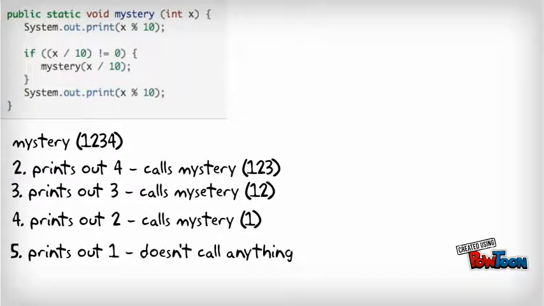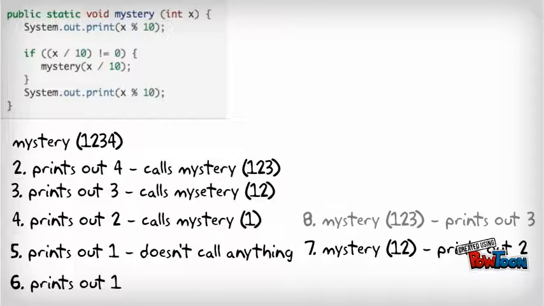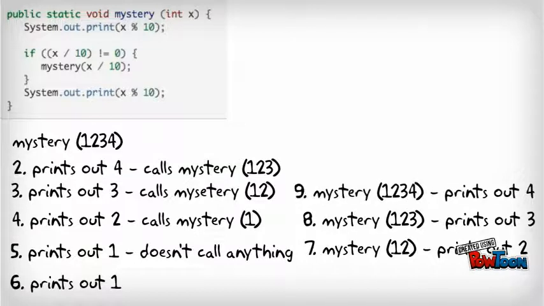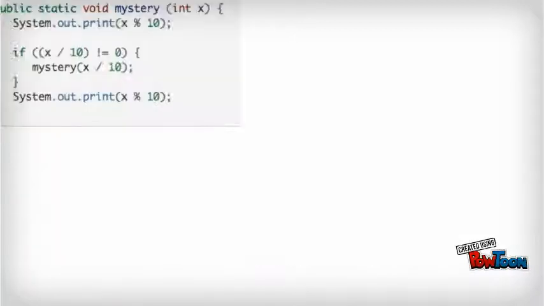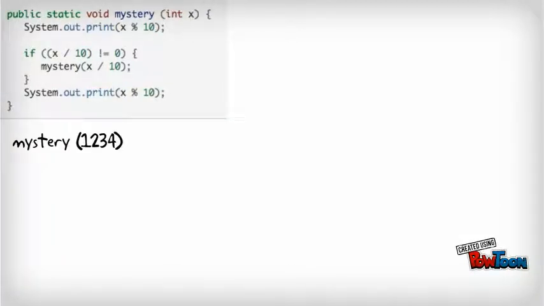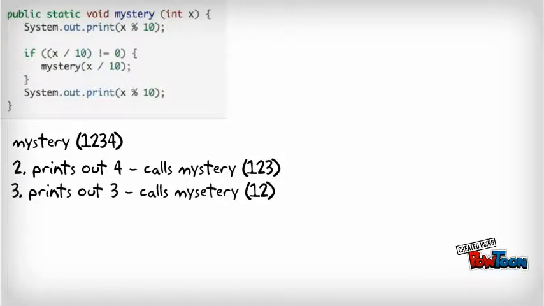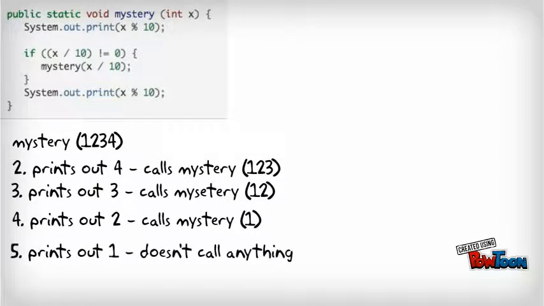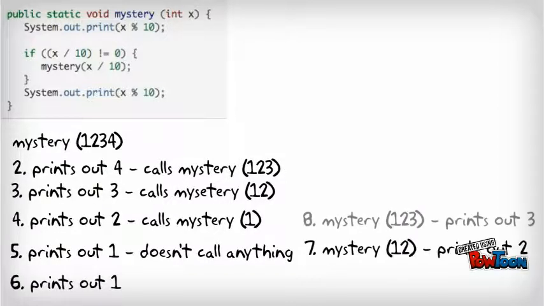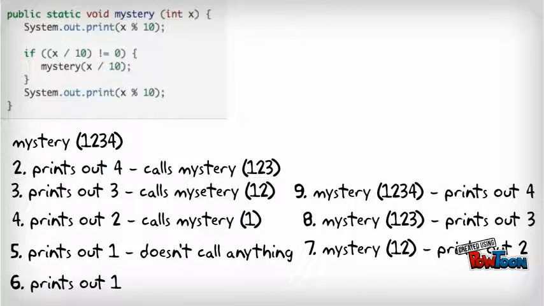You enter the method, and the first thing you do is print out the remainder of 1234 divided by 10, which is 4. Then you see if 1234 is divisible by 10. It's not, so we go on to the next line. Inside the if body is the recursive call, and it calls mystery of 1234 divided by 10, which is 123. Keep doing this until you reach mystery of 1. Mystery of 1 does not go into the if statement, goes to the next line and prints out 1. However, that is not the final step.